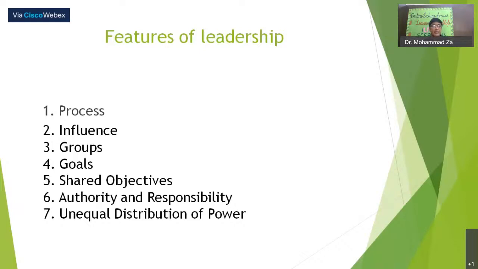The next point is shared objectives. When there is a leader and there are followers, there is an agreement between leader and followers that these are the objectives we have agreed upon. Both the leader and the group want to achieve those goals, and they are shared in the sense that they are agreed on these objectives.